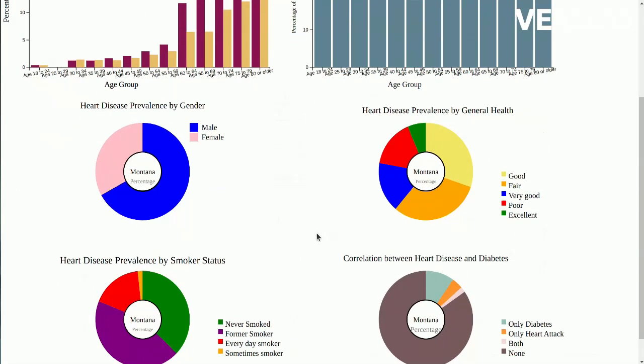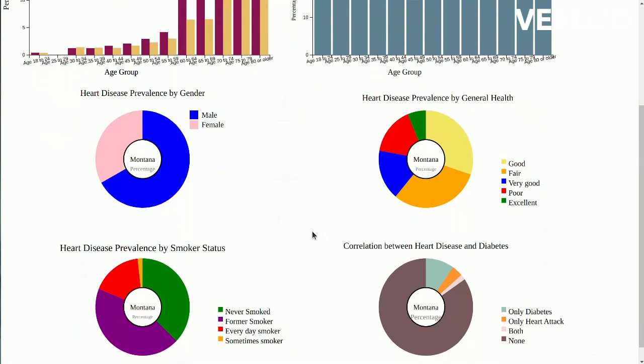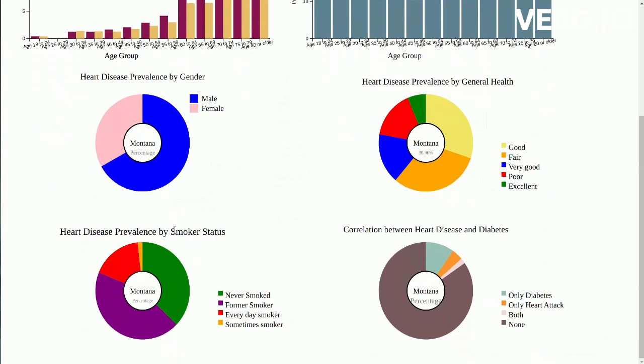In our next visualization, we use donut charts to represent the distribution of people having heart disease across various attributes. On hovering, we get the percentage of each attribute. Our first donut chart shows the heart disease prevalence by gender categorized as male and female. The next donut chart describes heart disease prevalence by general health categorized as good, very good, poor, excellent and fair, as shown in the legend.